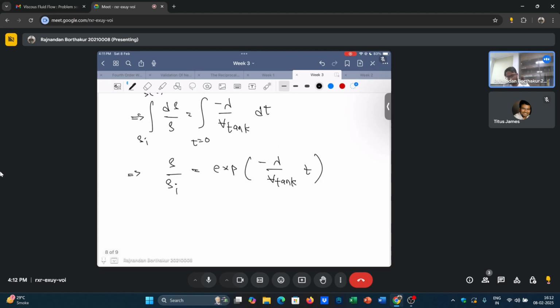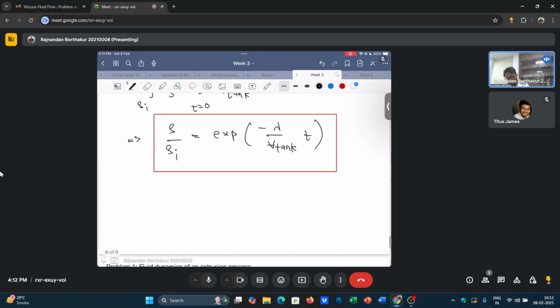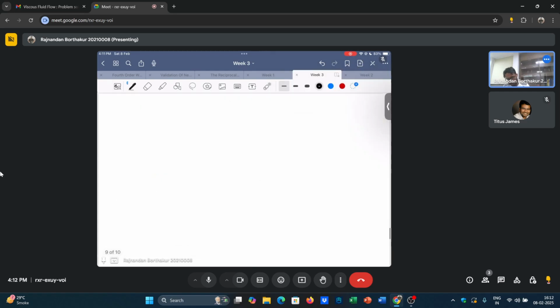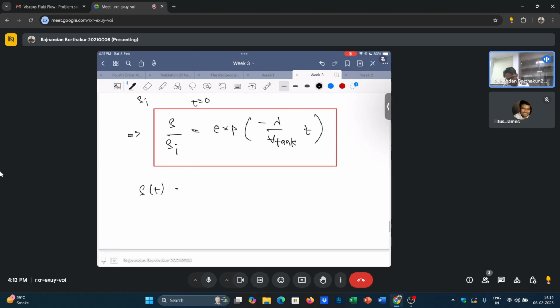You realize that this is typically how your density varies as a function of time, and you can see that this is an exponentially decaying function. I hope you realize that, which means that your rho as a function of time is nothing but rho I, which is the initial density, times exp of minus lambda by V tank times t.